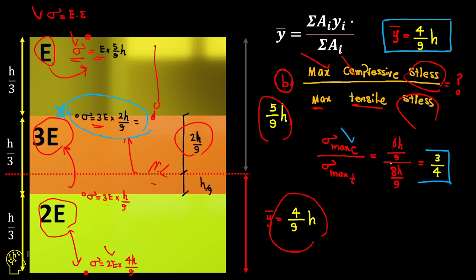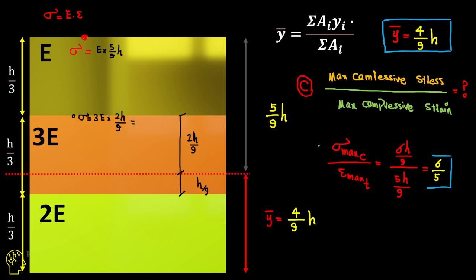So sigma maximum compression is 3E times 2h over 9, over the maximum tension, which you can easily see is 2E times 4h over 9, which, if you do the math, gives you a ratio of 3/4. In the last part, we want to calculate the maximum compressive stress in terms of the maximum tensile strain.